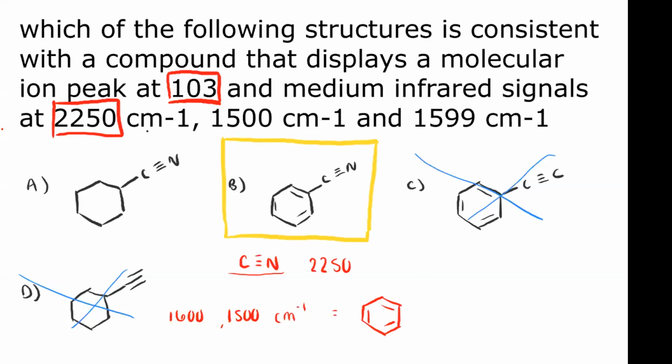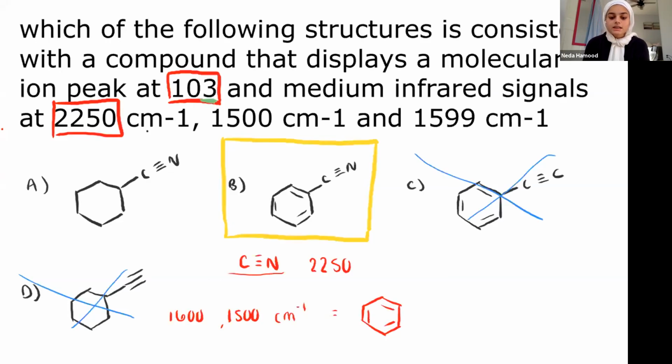I thought that the C triple bond C and the C triple bond N were both 2250. Yeah, they do have the same number, but over here they gave us the molecular ion peak, and it's 103, and because it's odd, that means that it's going to end up being nitrogen. If it were 104 or 102, then that would be carbon. Everybody good with that? Do we pay attention to the 1599? Well, the 1599 was the 1600 that we also see, because when we do benzene, there are two peaks: a 1600 one and a 1500 one.